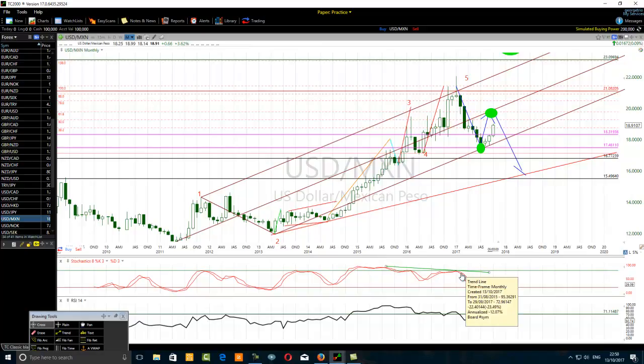Stochastic divergence usually occurs at the end of the fifth wave. This is a beautiful example here. And look how they sell it down. Now, by the way, the financial instrument that we are looking at is the US dollar, Mexican peso.